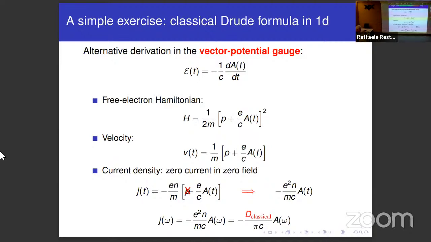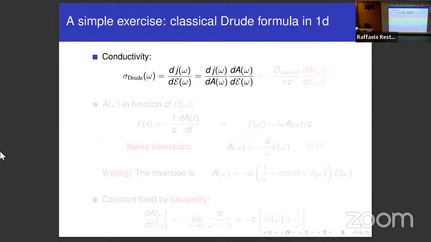Now, conductivity is by definition the derivative of the current with respect to the field. We write, by the chain rule, a derivative with respect to the vector potential times the derivative of the vector potential with respect to the field, like this. And next we have to find what is the derivative of the vector potential with respect to the field.